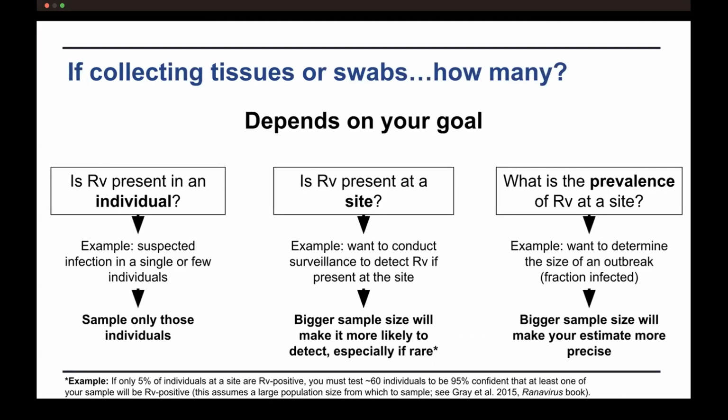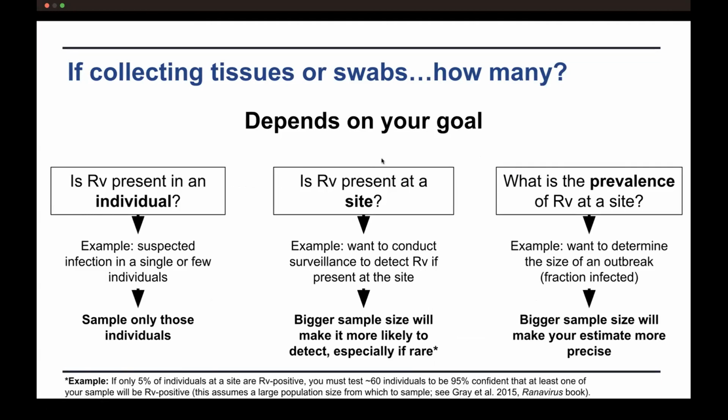So if you've decided to collect tissues or swabs, how many should you collect? It really depends on your goal. If you have a moribund or deceased individual, and you're trying to figure out if ranavirus is present in that specific individual, then you only need to sample that individual, and you should probably collect tissues if it's already deceased.